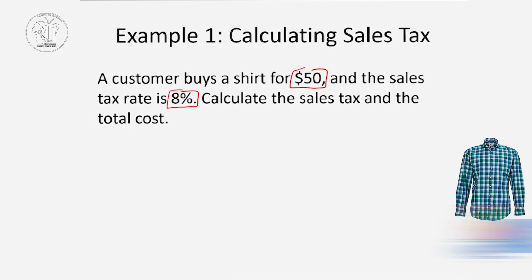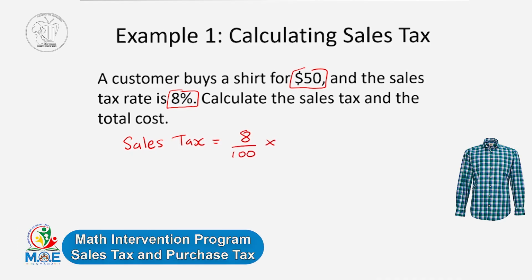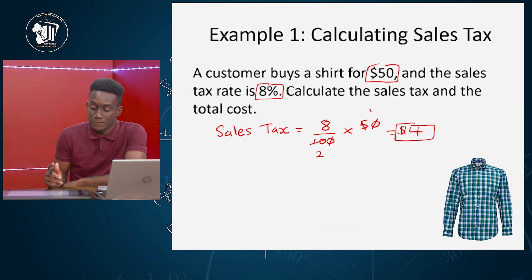So we know percentage is out of 100. So the sales tax would be 8%, which is 8 over 100 multiplied by 50. So we know this 0 cancels with that 0. 5 ones are 5. 5 into 10 would be 2. So 8 divided by 2 would be 4. So we see the sales tax would be $4. So an additional $4 must be paid on the shirt for $50.